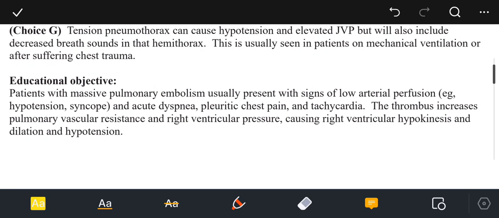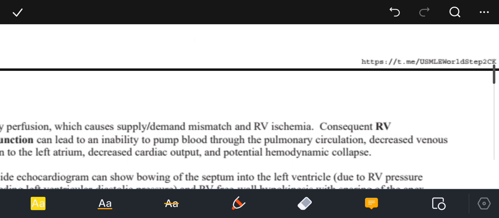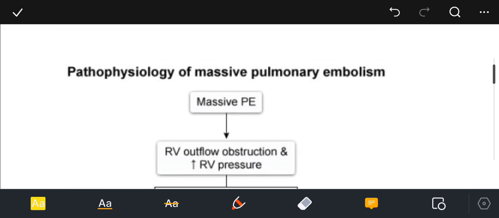patients with a massive pulmonary embolism usually present with signs of low arterial perfusion, for example hypotension, syncope, acute dyspnea, pleuritic chest pain, and tachycardia. The thrombus increases the pulmonary vascular resistance and right ventricular pressure, causing right ventricular hypokinesis and dilation, and hypotension. The discussion has a flow sheet diagram stating the pathophysiology of massive pulmonary embolism.